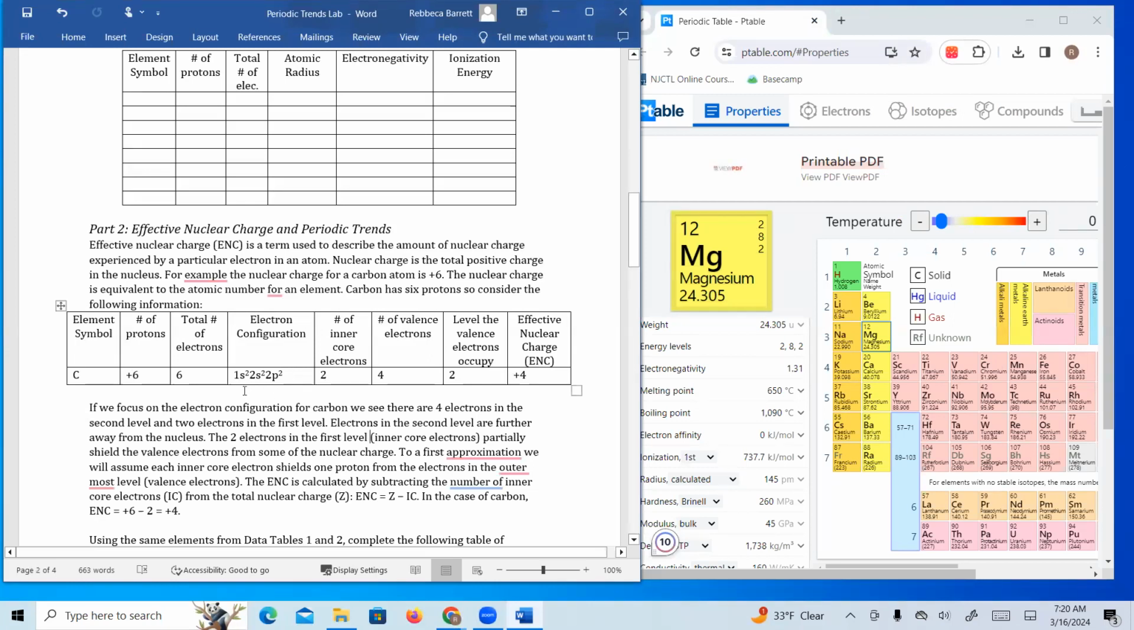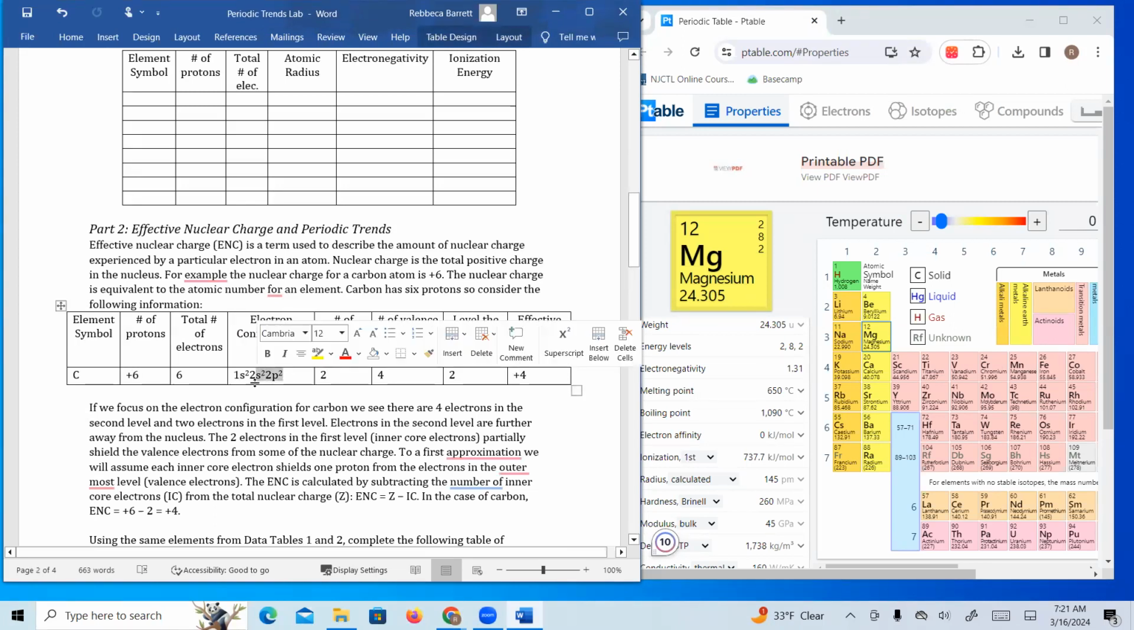Here's the electron configuration, 1s2, 2s2, 2p2 for those 6 electrons. 2 of the electrons are in the inner core, in group 1, and 4 of the electrons are in the outer shell, in group 2. You can see here, okay? What level do those valence electrons occupy? They occupy energy level 2. And then the effective nuclear charge is positive 4.